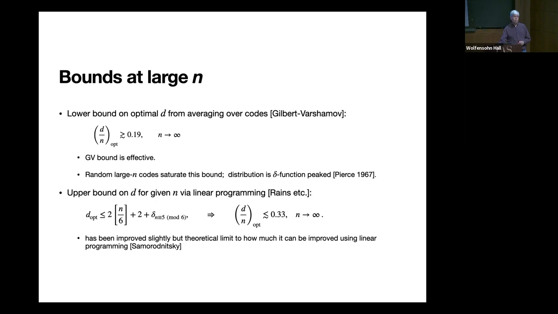That's reminiscent of the situation we have in the modular bootstrap for CFTs, where we know there's a lower bound on the dimension of the lowest primary operator of something like C over 12, but the best people have been able to do numerically with modular bootstrap is about C over 9, and maybe that's as well as they're going to do.